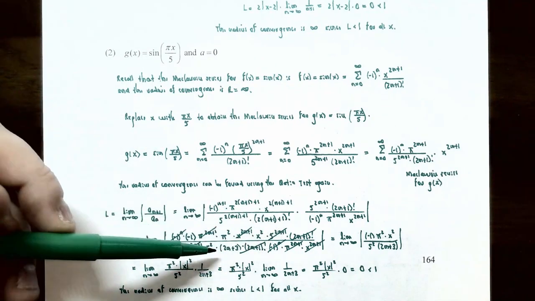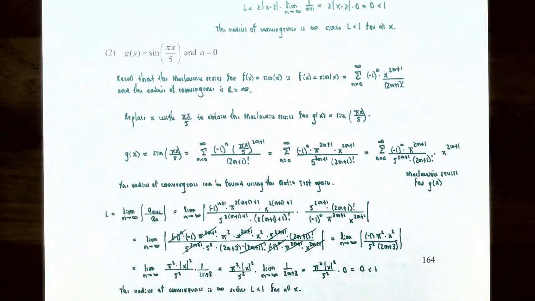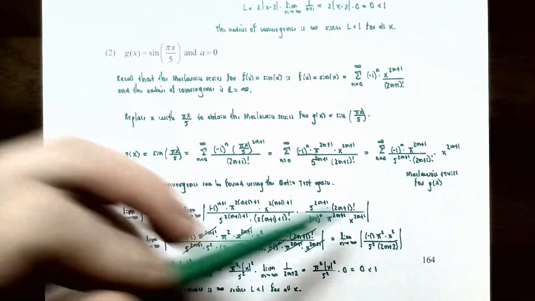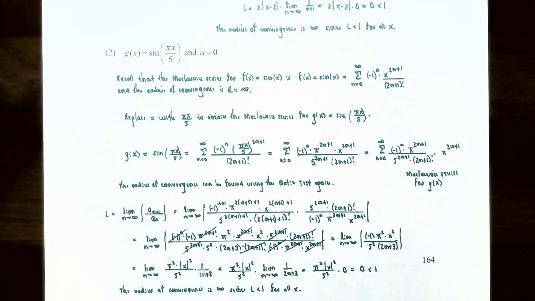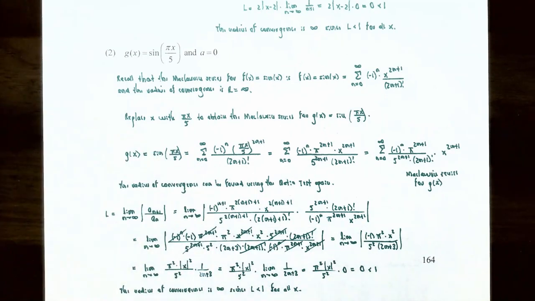That's really 2n plus 3 and then 2n plus 1 factorial, so the 2n plus 1 factorials will cancel out from the top and the bottom of the fraction. And so what's left over from the limit will be this. Limit as n approaches infinity, absolute value, you'll have a negative 1 left over, a pi squared, an x squared in the numerator, and then in the bottom of the fraction, you'll have a 5 squared and also a 2n plus 3 in parentheses. So we need to find out, what is this limit?